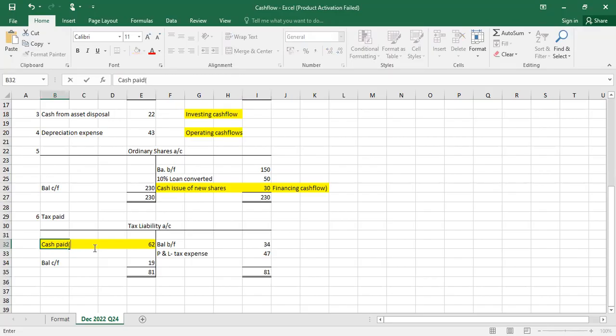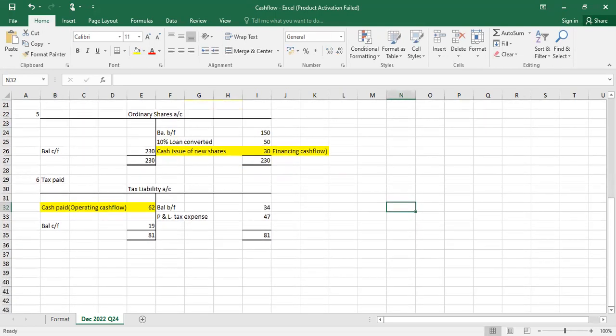Now what's important again, later for the statement of cash flow, this will be adjusted for under the operating cash flows, yeah?